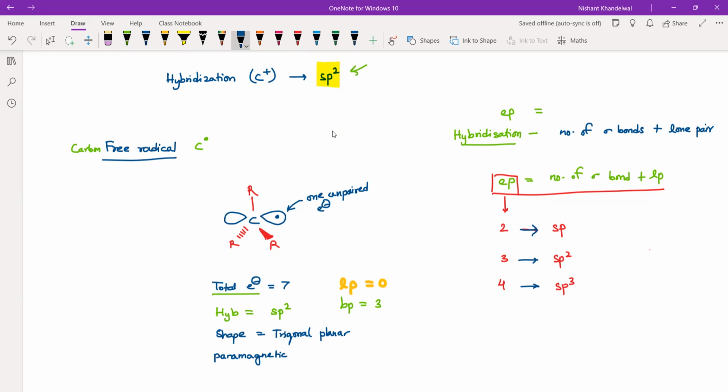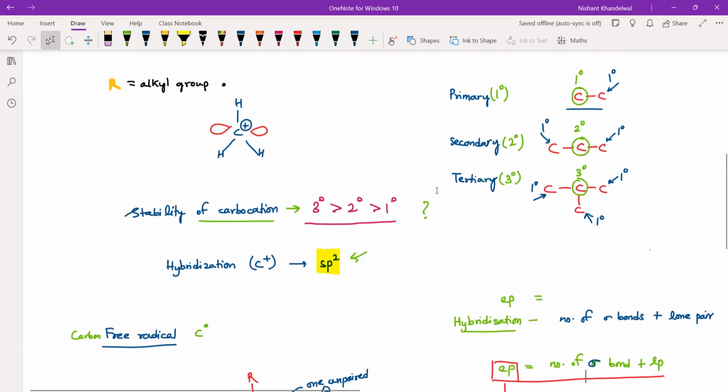And one more thing, negative charge means 2 electrons, so that can be equivalent to 1 lone pair. So let us check hybridization. Do you know what sigma bonds are? Sigma bond is just a single bond. You don't have to take pi bonds in this, only sigma bonds and the lone pair.